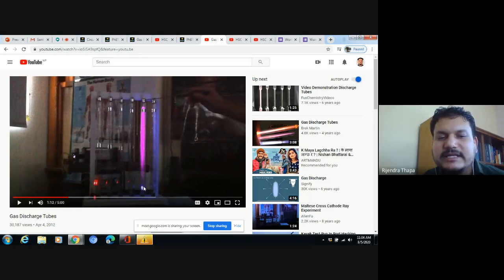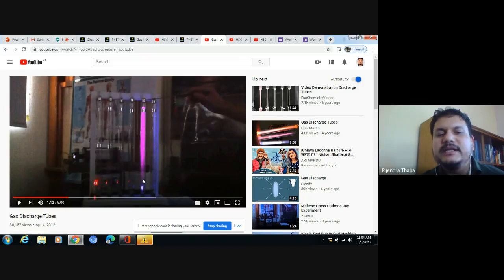As it strikes the neutral gas atoms, it has sufficient energy to take the neutral gas atom to an excited state, but this gas atom won't stay at the excited state for a long period of time. Within a very short duration, it falls down to the ground state, releasing energy in the form of light. That's why we can see a glow here.